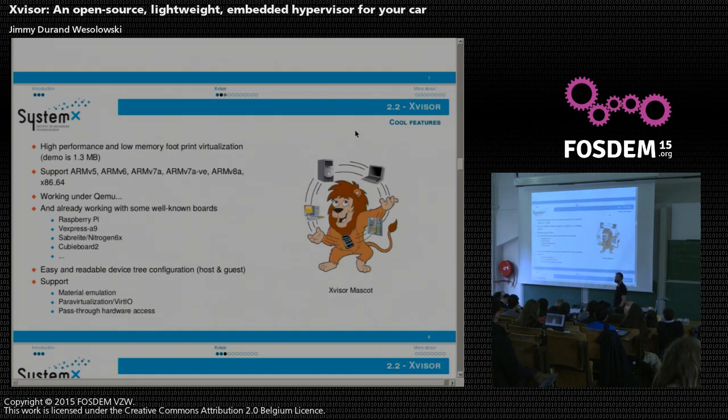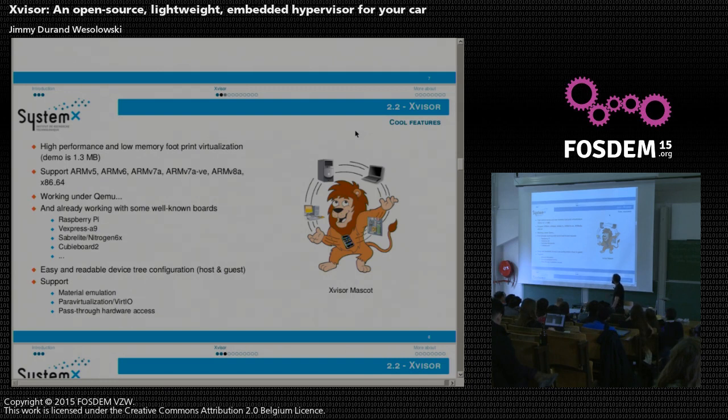There is already support for many platforms. Everybody knows the Raspberry Pi. There is the VExpress A9 that you can use also on QEMU. And our board, the Sabre Nitrogen SystemX, is supported. The QB board too, so it may be interesting. And the configuration is really simple, so it can be very, very easy to go into testing and then contributing if you want.